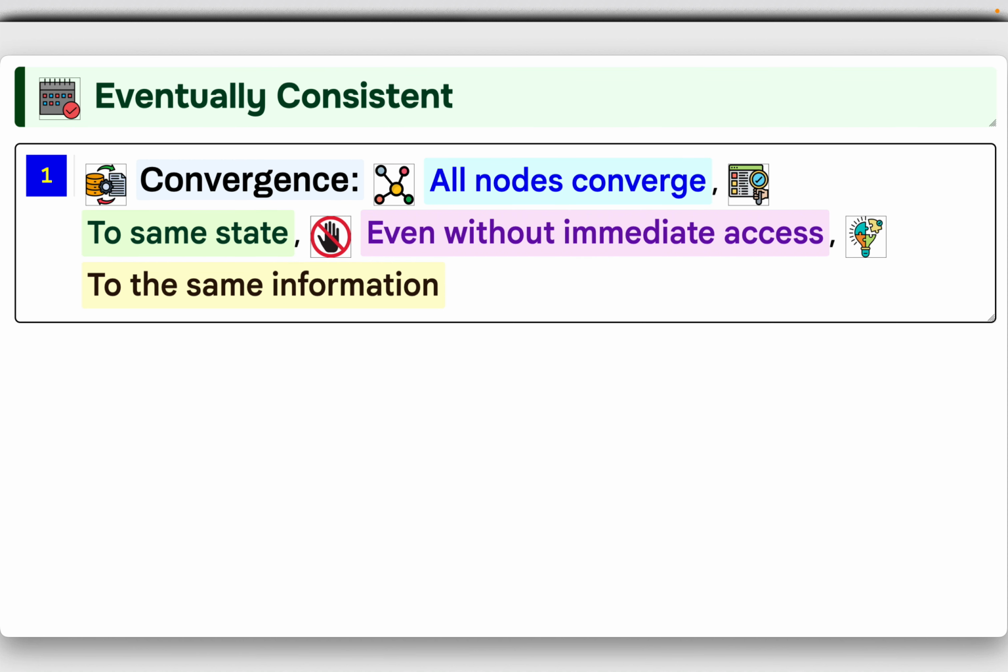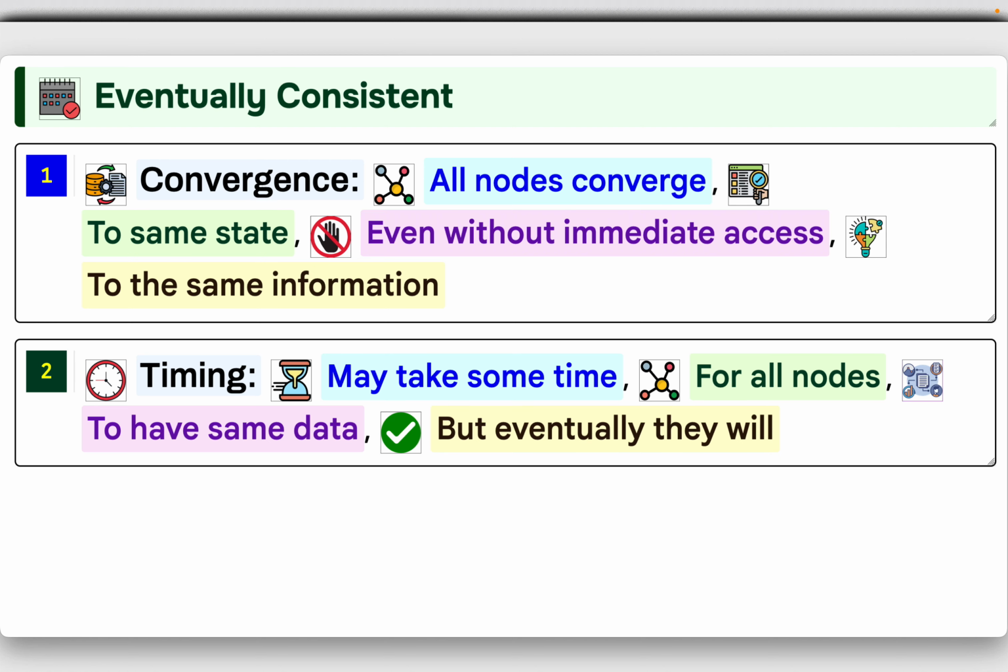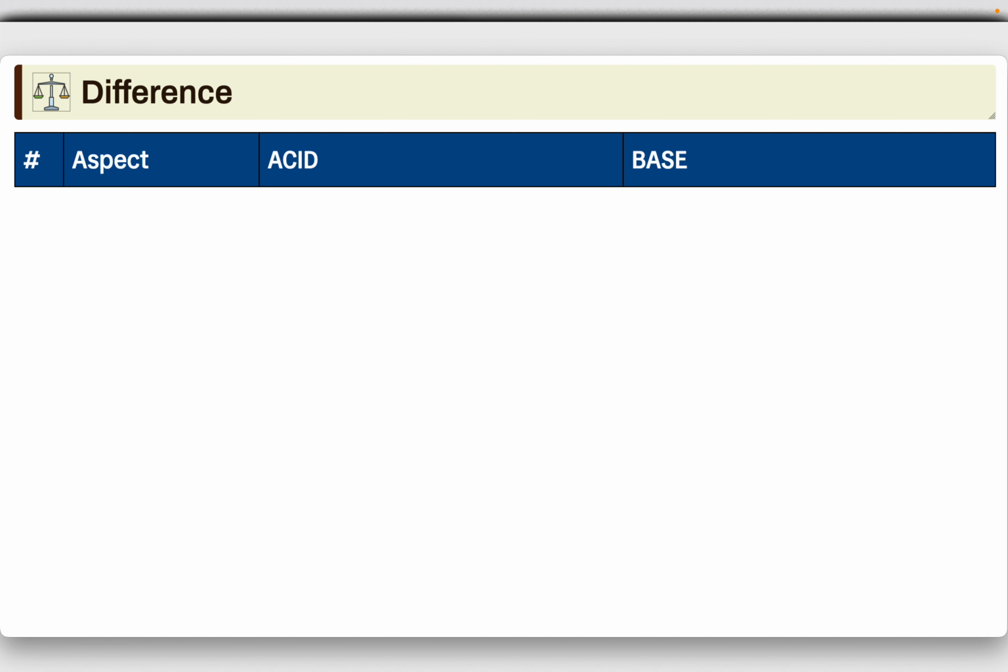And lastly, eventually consistent. So this property ensures that all nodes in the distributed data store will eventually converge to the same state, even if they do not have immediate access to the same information. This means that it may take some time for all nodes to have the same data, but eventually they will have the same data. So just to highlight all the differences.